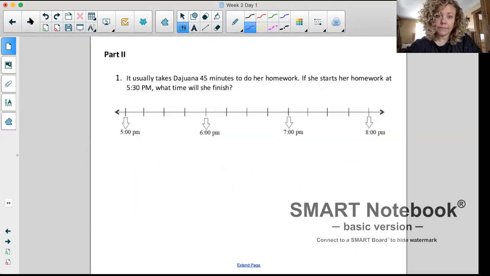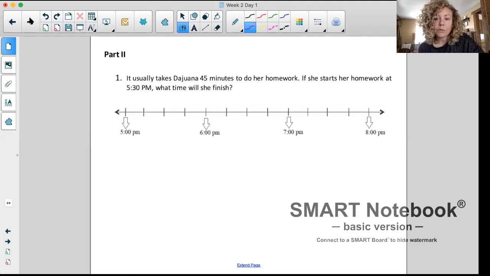The next thing you're gonna see, there are 3 word problems with number lines to help us tell time. This first one says, it usually takes Dawana 45 minutes to do her homework. If she starts her homework at 5:30, what time will she finish? They already gave us the number line, okay? And they have 5, 6, 7, and 8 o'clock all on the number line with 3 lines in between each hour. So that means they decomposed each hour into 4 equal parts. Each of those parts represents 15 minutes, okay? So it's like looking at the clock going around the 4 parts at the 15, 30, and 45, and then back to the top for the hour.